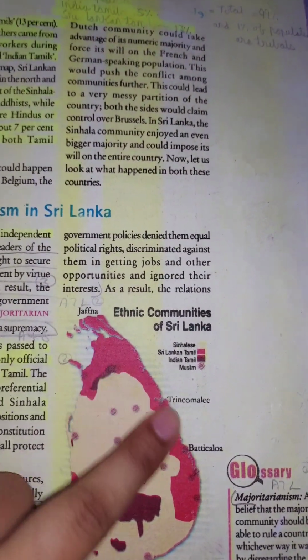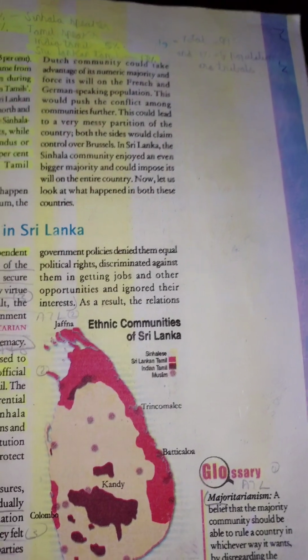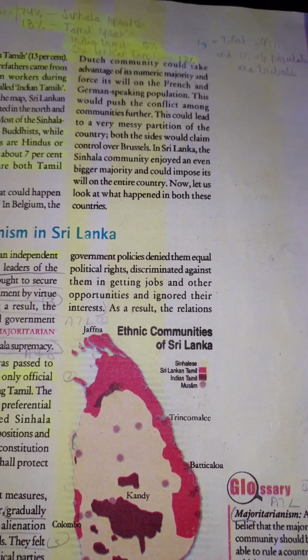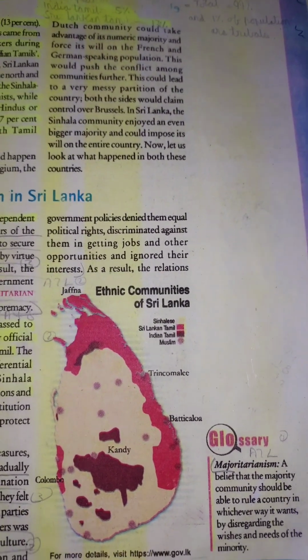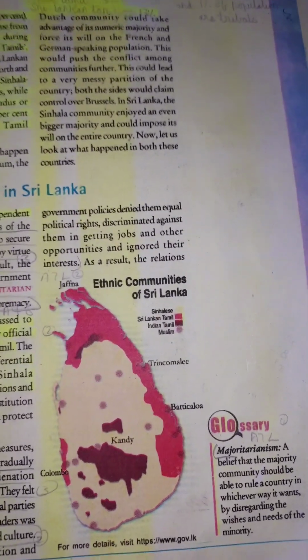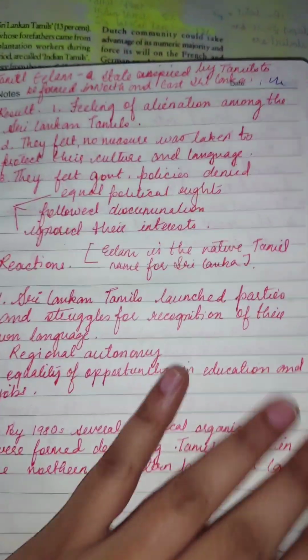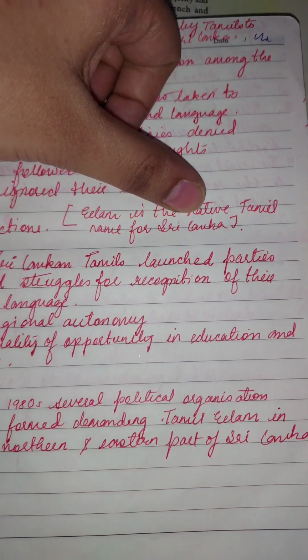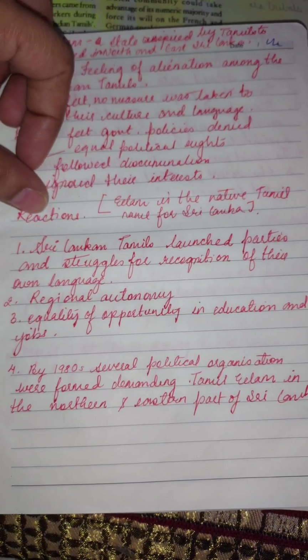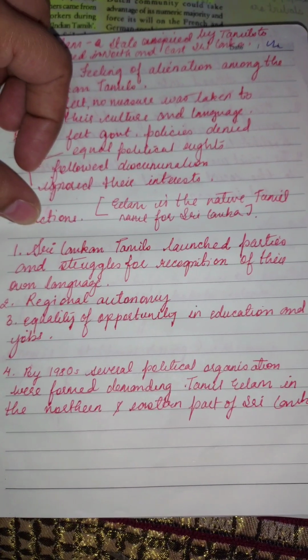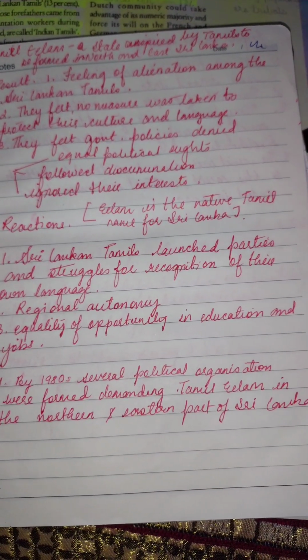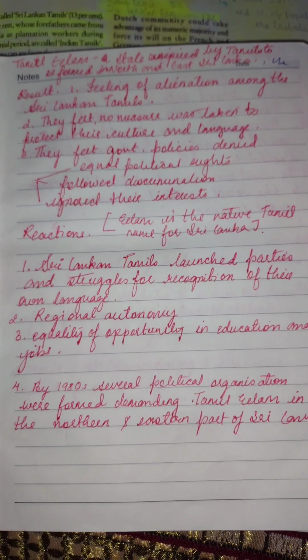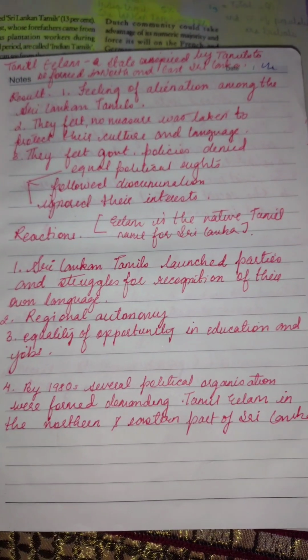The northern and the eastern part of Sri Lanka, they wanted that it should be declared a separate state of Sri Lanka, and be known as Tamil Eelam. The word Eelam is very important. Eelam is the native Tamil name for Sri Lanka. These are the reactions of how the Sri Lankan Tamils reacted to the majoritarian policy that was followed by the Sinhalas.